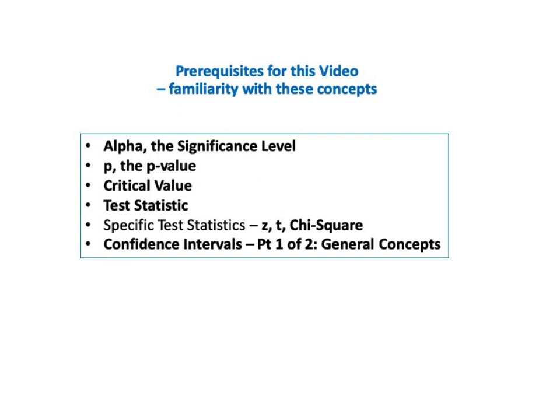In this video, I will assume that you are familiar with the statistical concepts listed here: alpha, the significance level, P, the p-value, critical value, test statistic, and specific test statistics Z, T, and chi-square. These are all covered in articles in the book and in previous videos. I will also assume that you have read the Part 1 video on confidence intervals or read that article in the book.